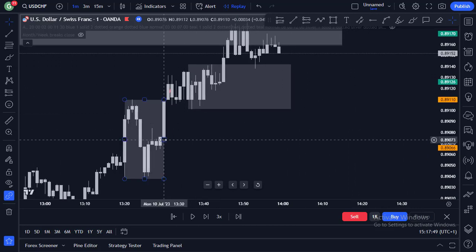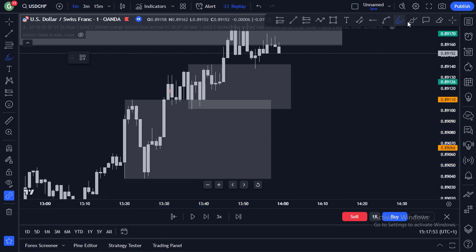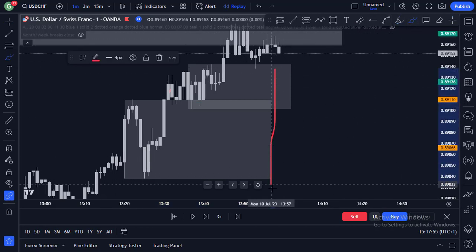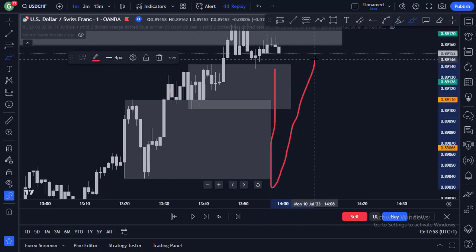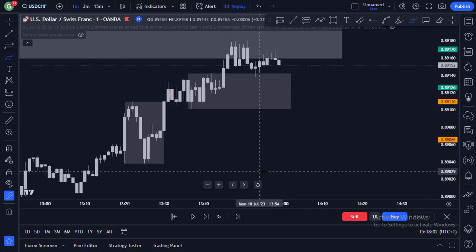Another point of call will be that price doesn't react on this one, but price just breaks all the way down. Price breaks this demand zone and gives us an entry at the top. We'll take another sell. Okay, so now let's play price and see what happens here.